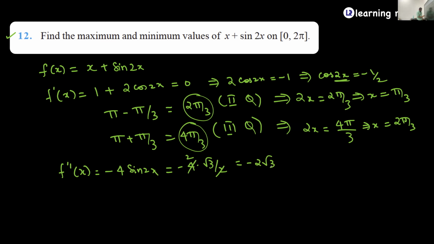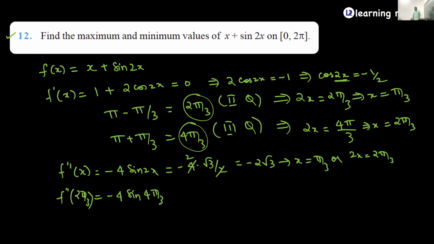Similarly, this is the value at x is equal to pi by 3, or 2x is equal to 2 pi by 3. So what about the same value at x equal to 2 pi by 3? So minus 4 times sine of, how much will you get?